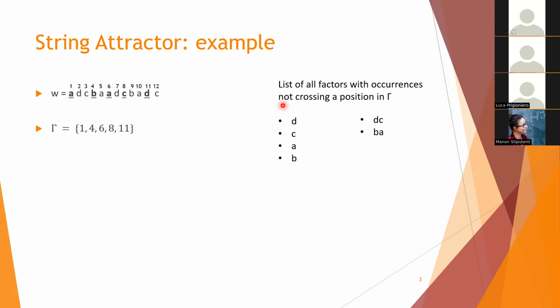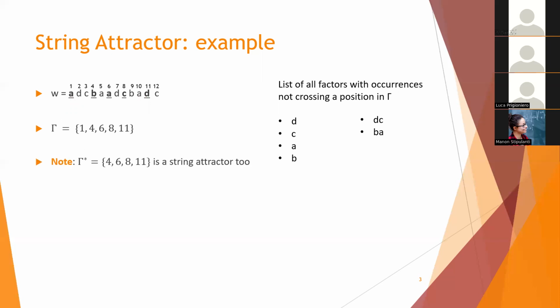In order to check if it is a string attractor, we can see that all these factors of length 1 are covered by this position, then we have the B, C, and D. For DC, we have an occurrence here, at position 11, which is covered. And the factor BA also occurs starting at position 4. So all the elements of this list are covered by the set Γ, so Γ is a string attractor.